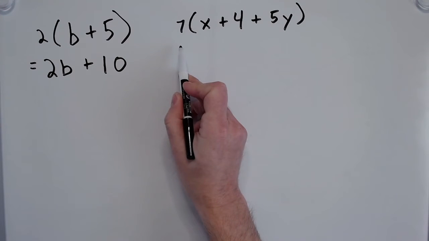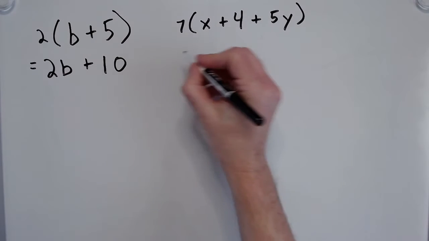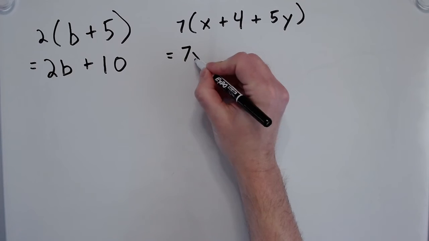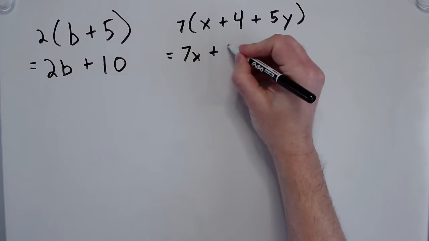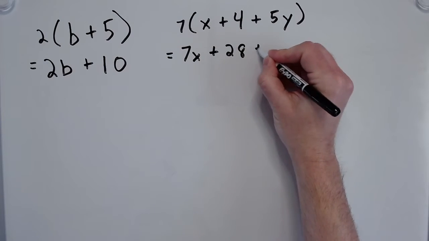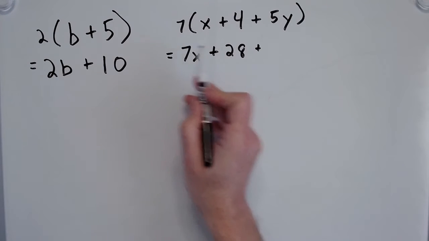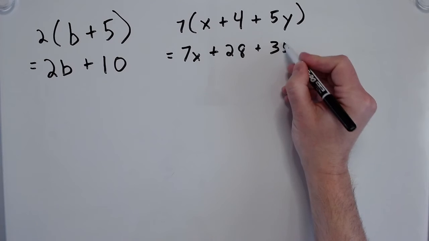So 7 needs to be distributed to everything inside the parentheses. So this would be equal to 7 times x plus 7 times 4, which is 28, plus 7 times 5y. So you can multiply the 7 times the 5 times the y, which gives you 35y.